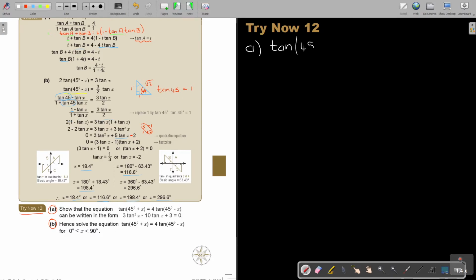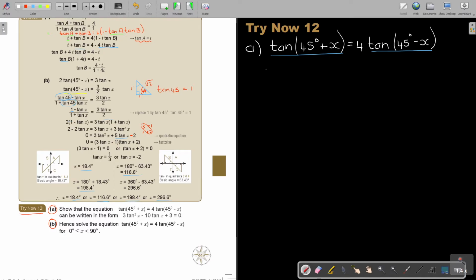So it's tan (45 plus x), and that is equal to 4 tan (45 minus x). Okay, now I'm going to use my rules. And remember, there's the compound angle, do you see that? Can I just underline it for you? There is the compound here also, so you have 2, so use it 2 times.